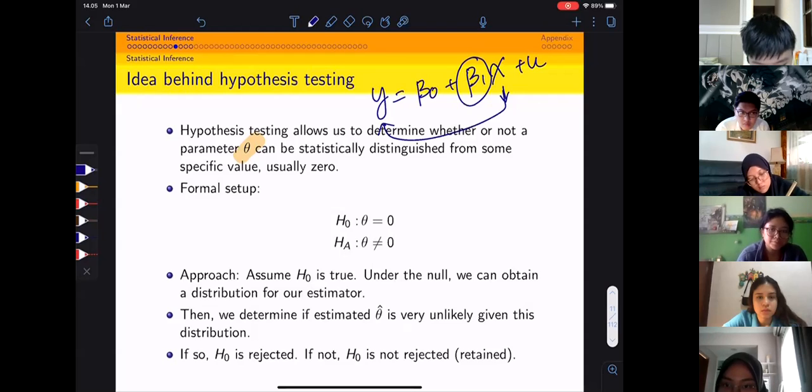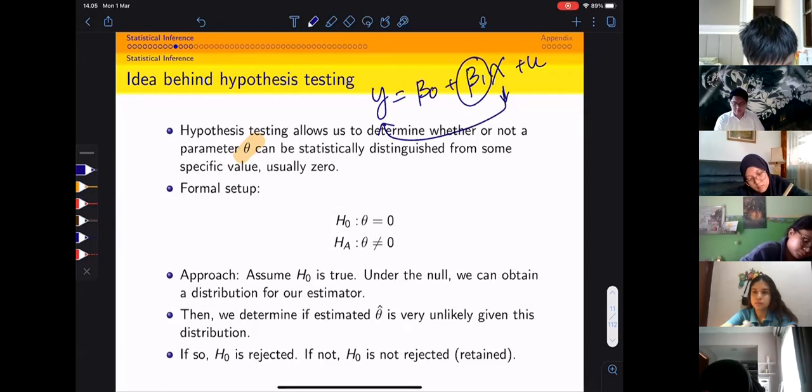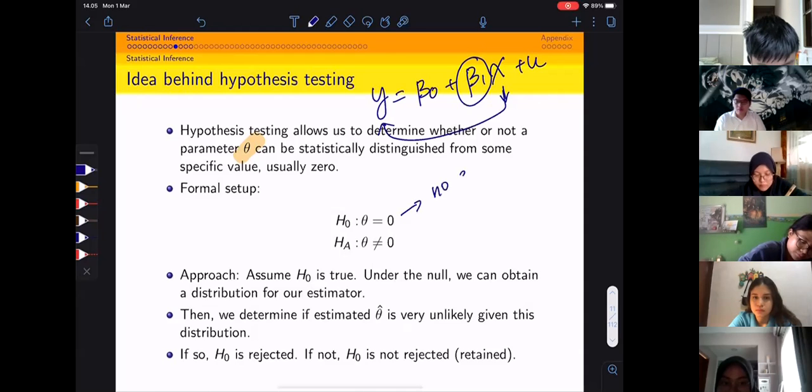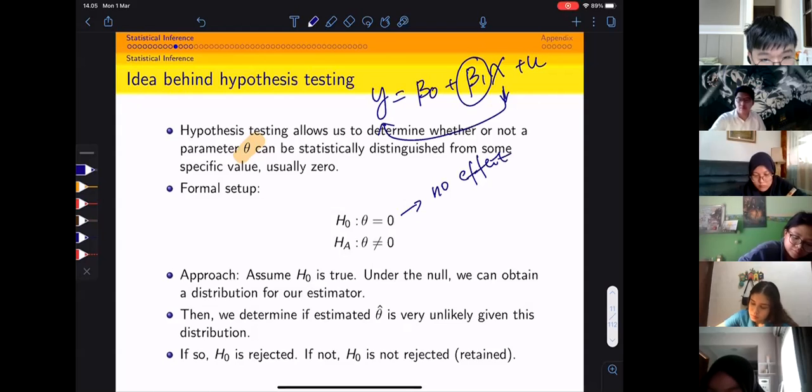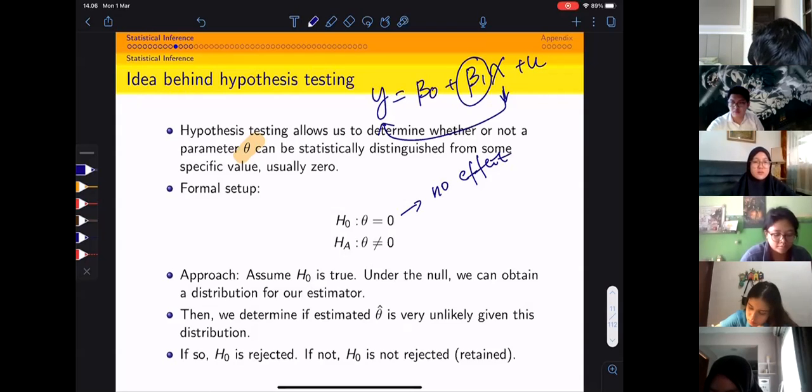Okay, so the formal setup is the following. You're going to state your null hypothesis. Your null hypothesis usually involves an equality. So in this particular case, the null hypothesis is that there is no effect. And then the alternative hypothesis is that there is an effect, so theta is not equal to 0. By saying that there is an effect, the effect could be positive, the effect could be negative, depending on the estimate that we get from the data.